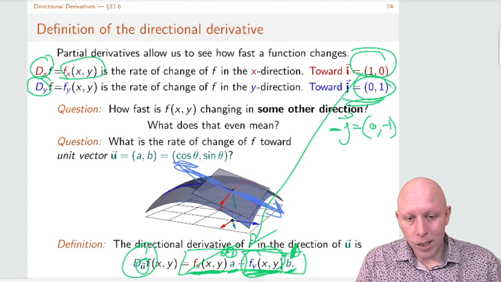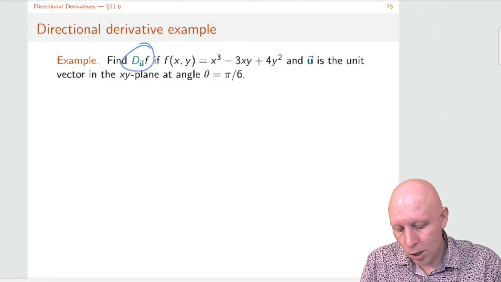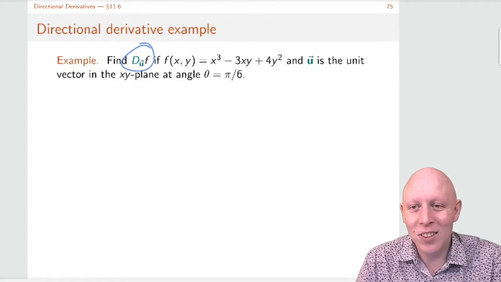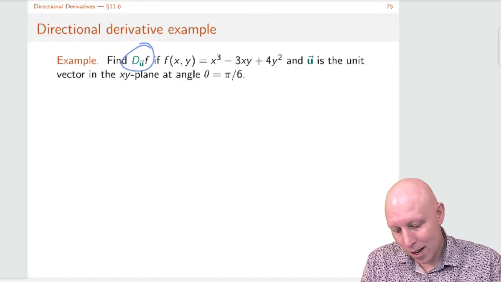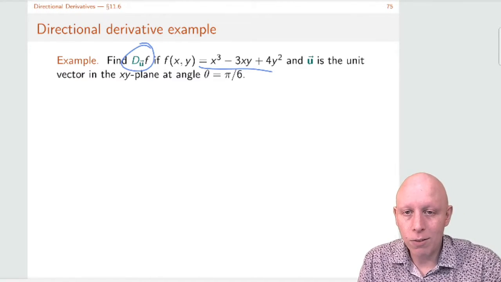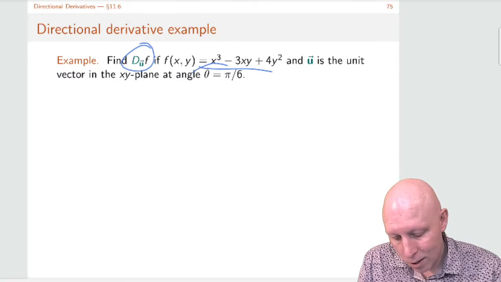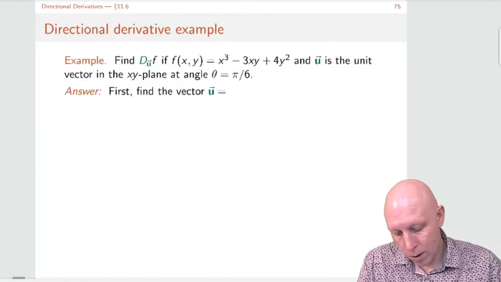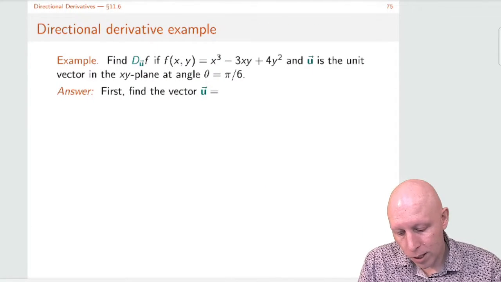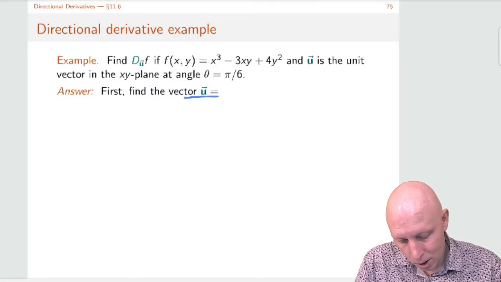All right, so let's do an example. Let's find D_u f, the directional derivative of f in the u direction of this given function if we're given a particular unit vector with an angle. So what does that look like? The first thing we have to do is figure out what the u vector is. So let's draw a picture.